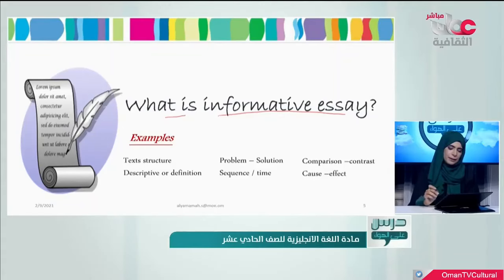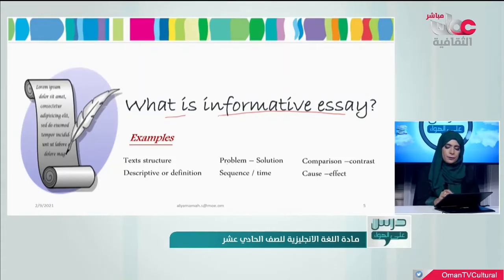The informative essay has many different types. Here we have some examples. You can see on the screen we have many different kinds of informative essays. For text structure, we have the descriptive or definition essay, in which we define something. For example, what is television? What is cycling? What is history? So the essay should give us a description or a definition about these topics.